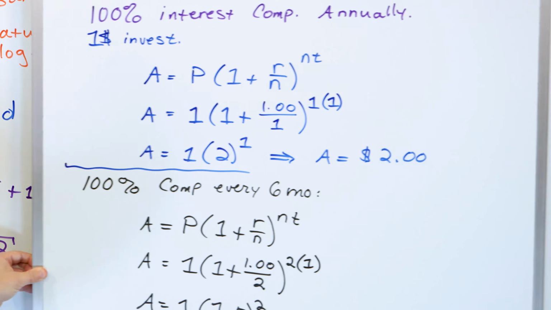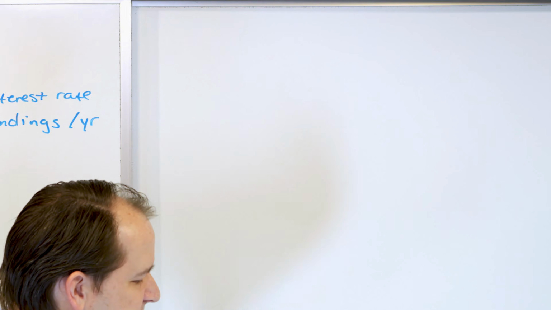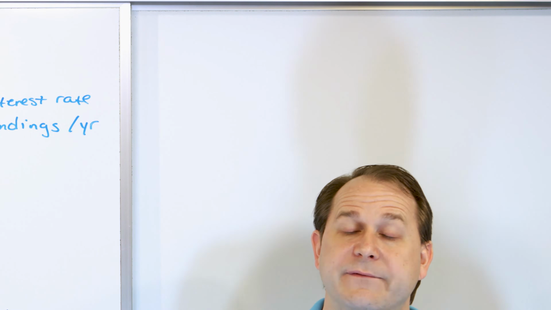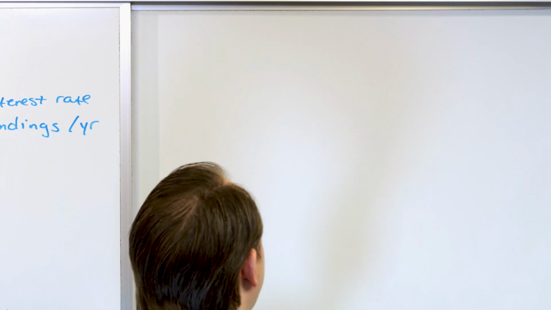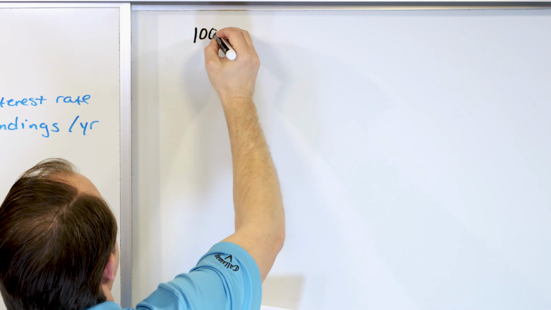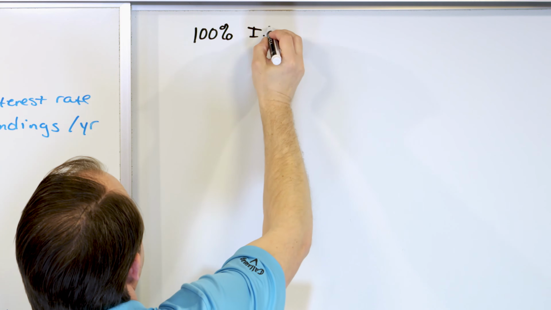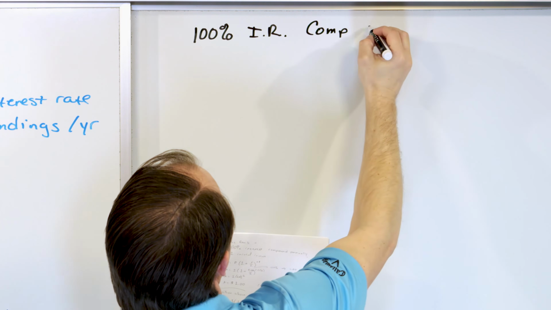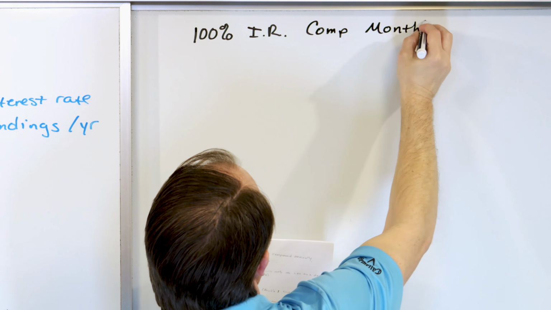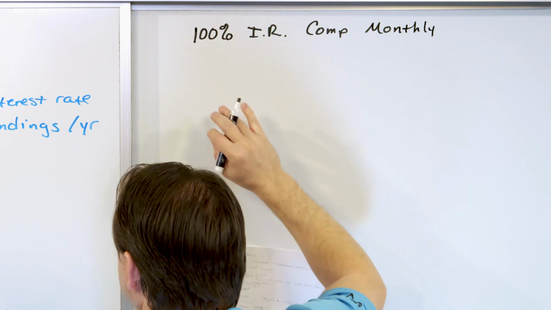Let's say I have an incredible bank that's going to give me 100% interest. Let's do it even more often. Let's calculate how much I'm going to get if I compound monthly, right? So what if I give you 100% interest rate, that's what IR means, interest rate, compounded monthly. Compounded monthly. Let's see what we have here.